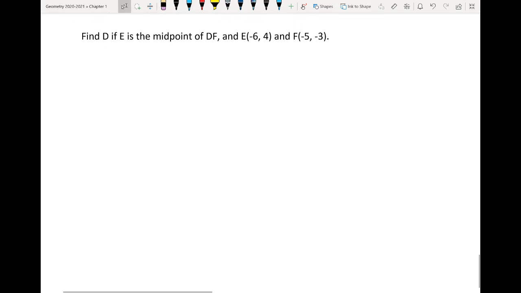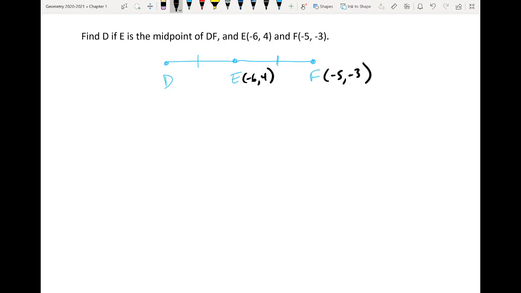When you have something written like this, I think it's great to sketch out what the picture would look like, right? So I'm just going to draw two line segments that are congruent, because one of them is the midpoint, and we know that E lies between D and F as the midpoint. And then further, they actually give us the coordinates here. So we have negative 6 comma 4 for E, and for F we have negative 5 comma negative 3. What we don't have is D, which we know is x comma y.